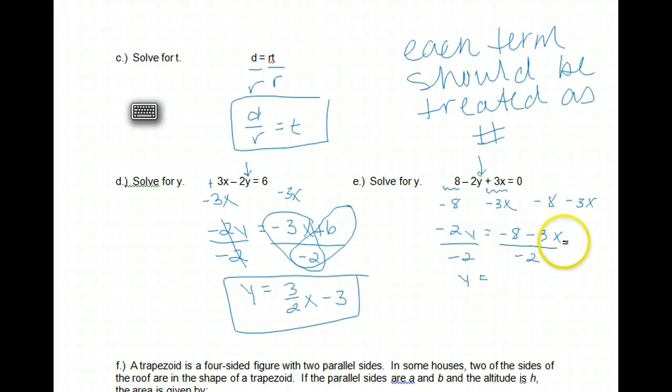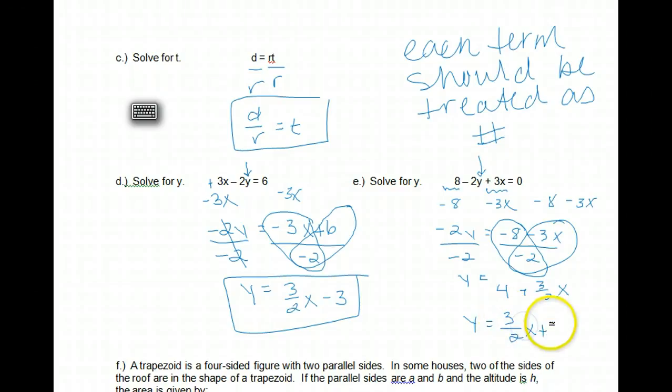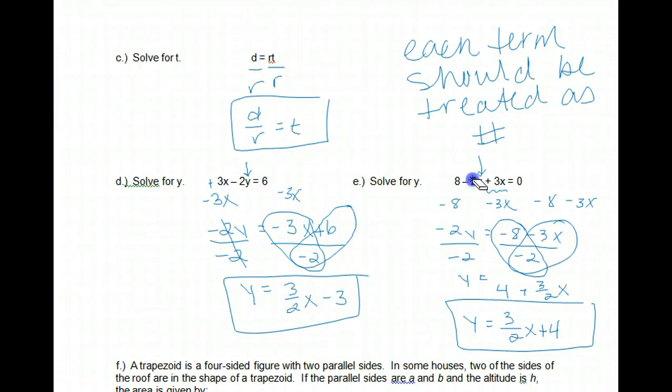Y equals, now we're going to divide that negative 2 to each term in that numerator. Negative 8 divided by negative 2 is 4, and negative 3 divided by negative 2 leaves us with positive 3 halves x. So the first way that you could have solved that equation was by subtracting the other two terms away from your y. Okay, if you did it that way, that's perfectly fine.